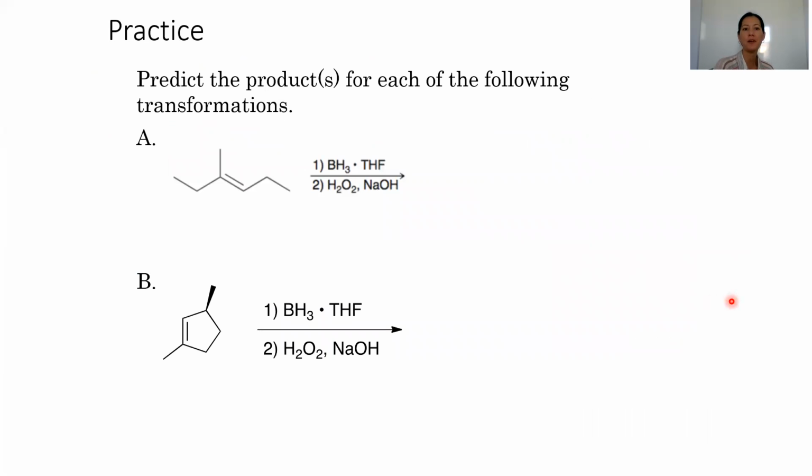Let's practice here on our final concept check. Take your time, sit down, write, predict the products of these. Be very careful with the stereochemistry and see if you can identify, are these enantiomers or are these diastereomers? So pause and do that.